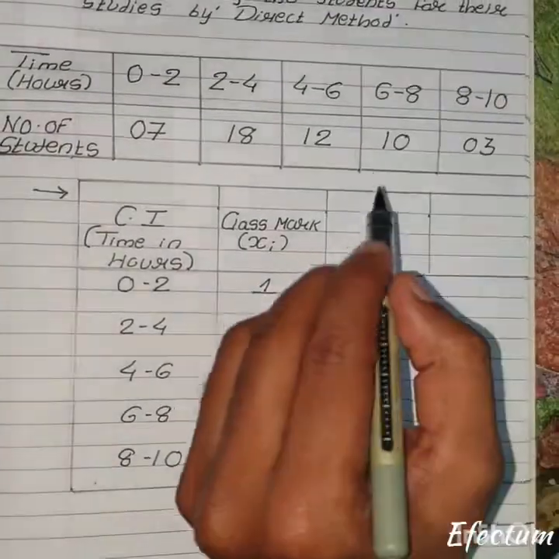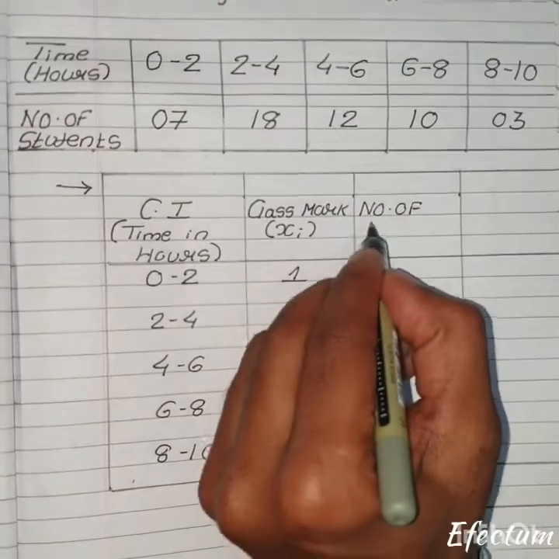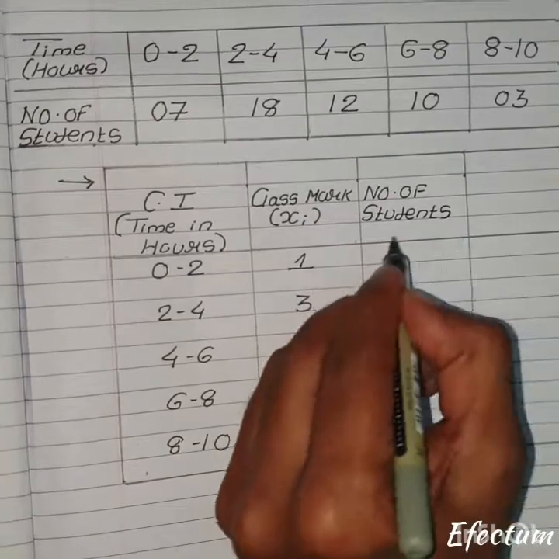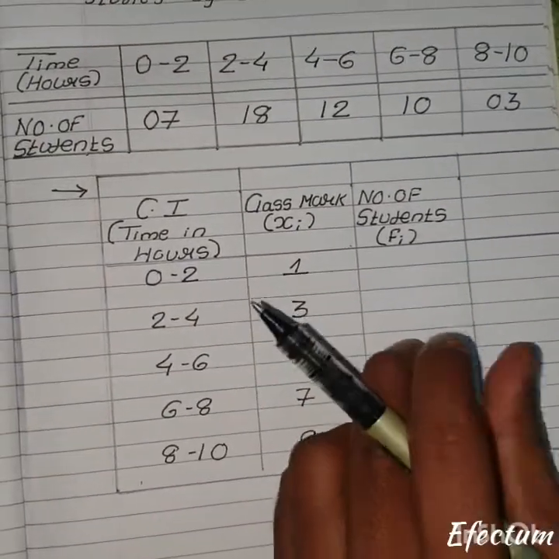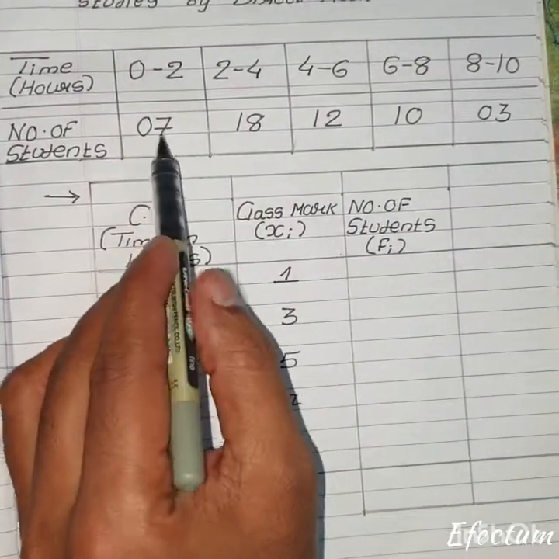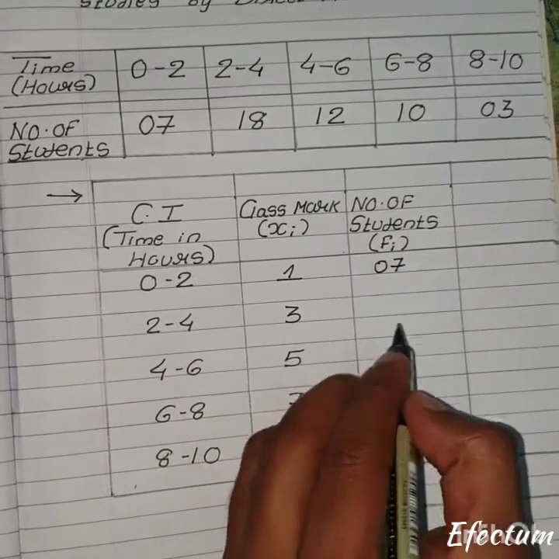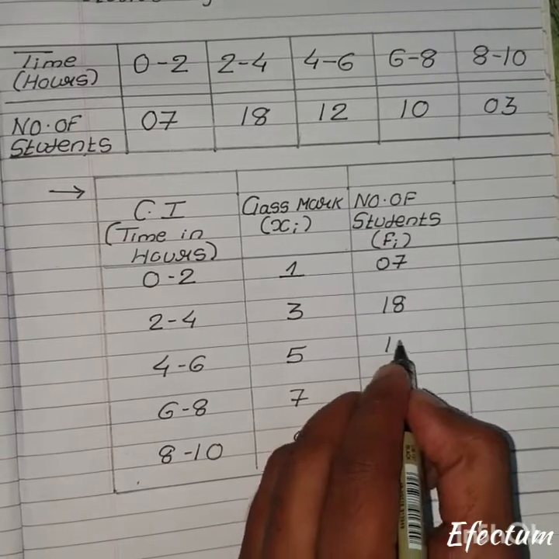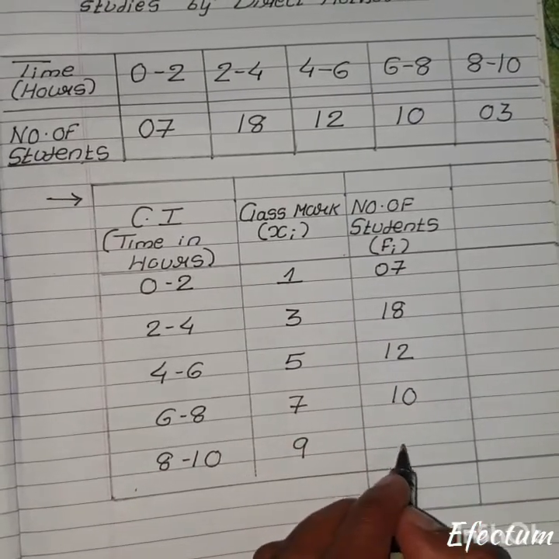Now in the third column we will write number of students. It is denoted by fi. Now third column we are going to get it from the question. So in 0 to 2 how many students are there? 7. 2 to 4, 18. 4 to 6, 12. 6 to 8, 10 and 8 to 10, 3.